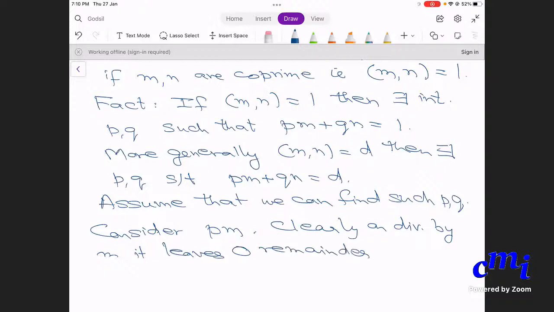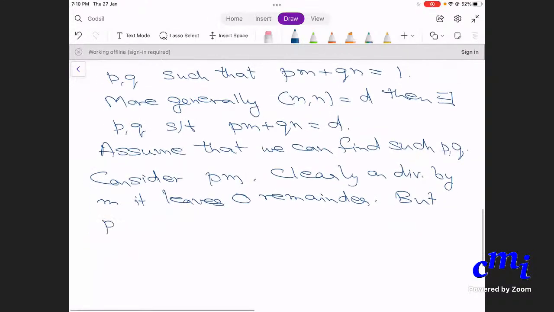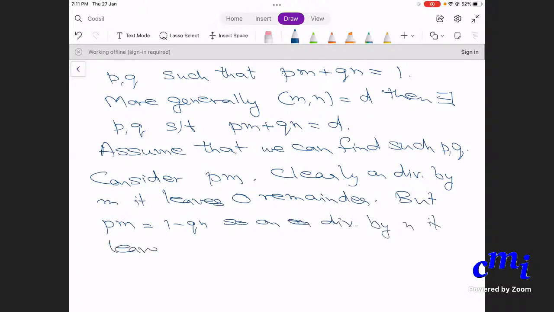It's divisible by m. But pm is also equal to 1 minus qn. So on division by n, that means it's 1 away from a multiple of n. So on division by n, it leaves 1 remainder. So pm satisfies these two conditions. On dividing by m, it leaves 0 remainder, and on division by n, it leaves 1 remainder.